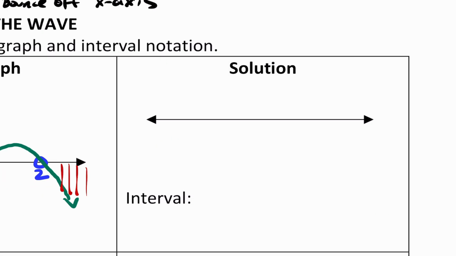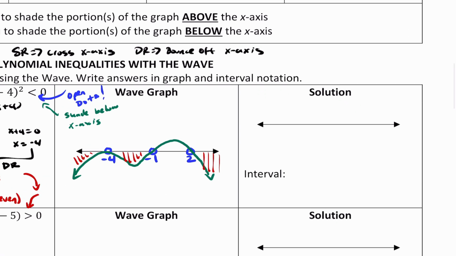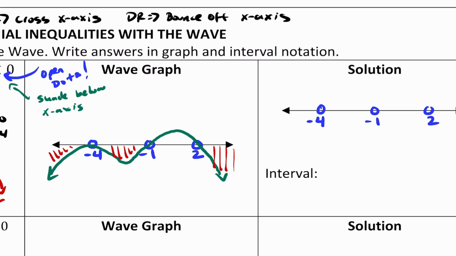Now, we have to write out our solution. So I have -4, -1, +2. All of these things are open dots. And we're reading this from left to right. So I can see something happening between -infinity and -4. Something is happening between -4 and -1. And something is happening from 2 to +infinity. So that's basically where I'm going to shade, right?